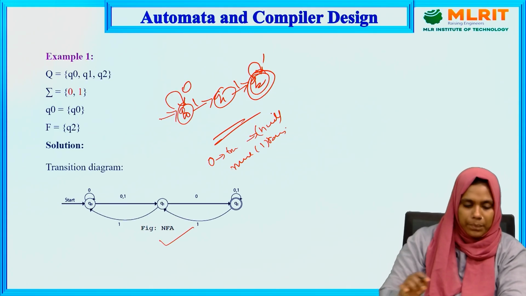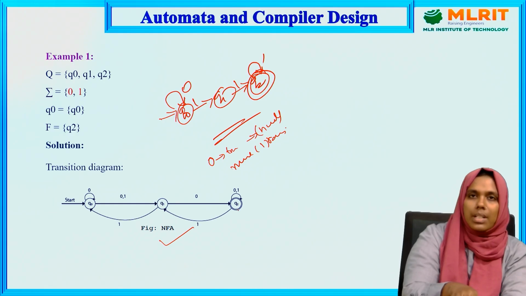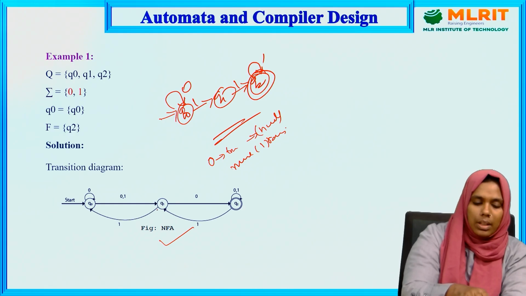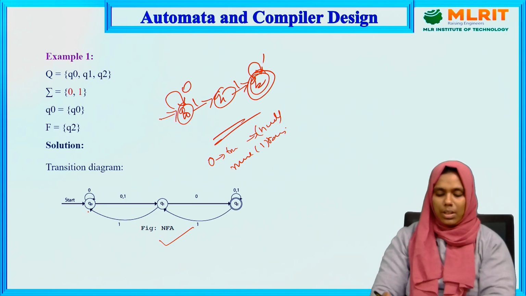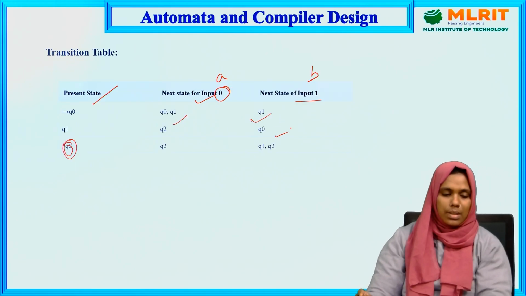Q1. Q0 on 1, where is it going? Q1. Q1 on 0, where is it going? Q2. Again, Q1 on 1, where is it going? Q1 on 1, it is going. Is it going? Yes, where? Q0. See here, Q0. Next.